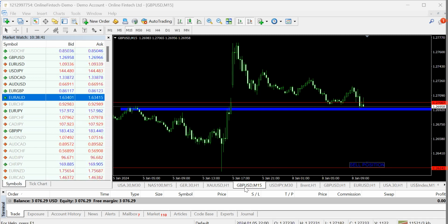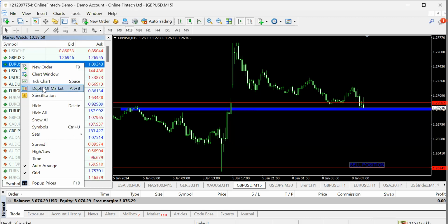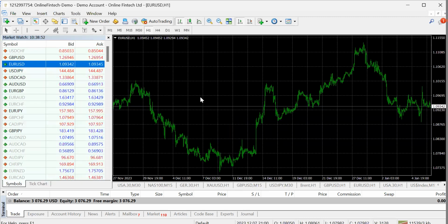That's GBPUSD. I think the second one, maybe we should check it out in terms of EURUSD. Let's see how EURUSD is performing at this particular time. So I've got the EURUSD, open the chart.